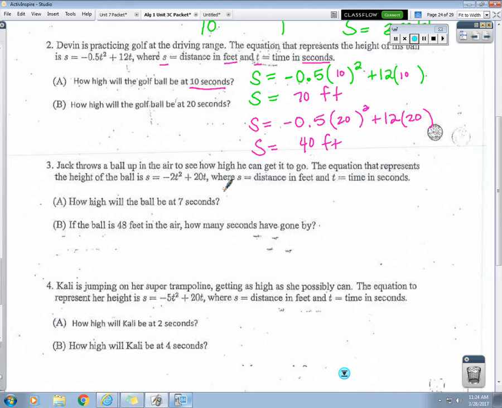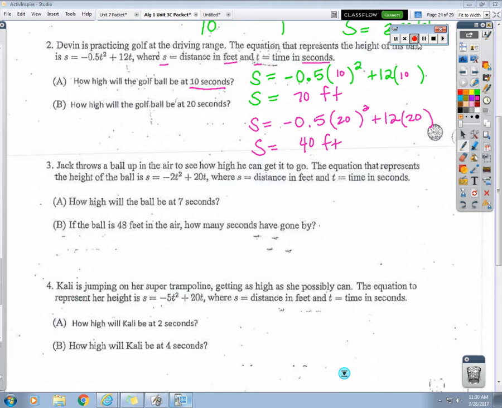Okay, now let's see who our advanced students are. Try 3A and B. A is easy, B's the advanced question, so let's see who can figure it out. Jack throws a ball up in the air to see how high he can get it to go. The equation that represents the height of the ball is S equals negative 2t squared plus 20t, where S is distance in feet, t is time in seconds. How high will the ball be at 7 seconds?